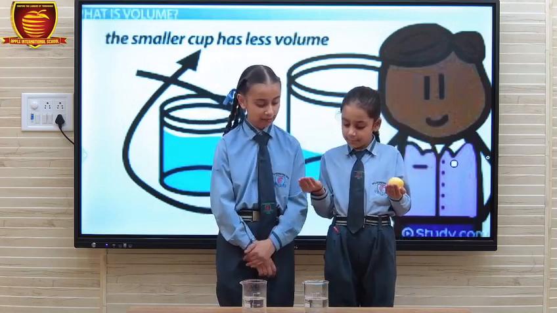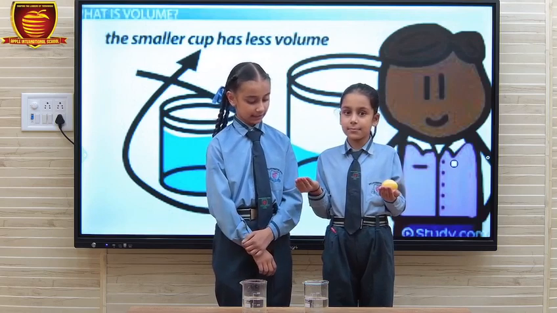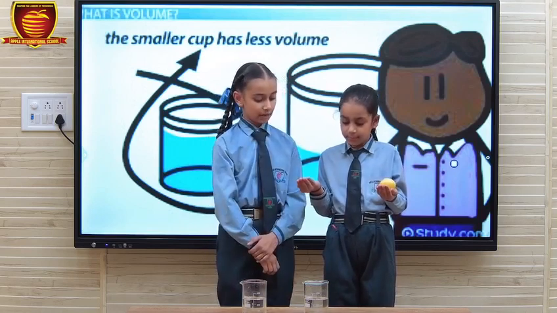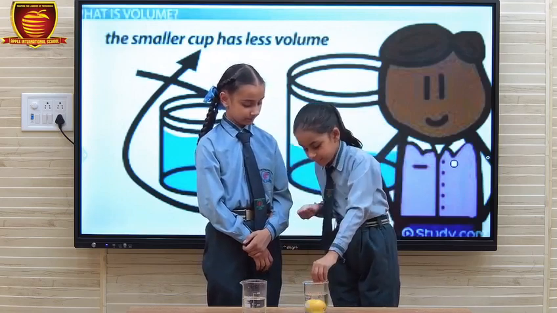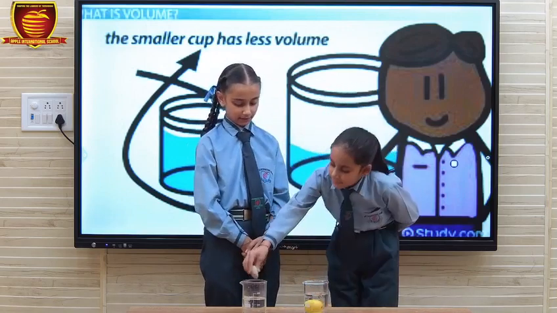Now I have two glass containers. Each glass container contains 300 ml of water. Now put the guava in the first container and the pebble in the second container.